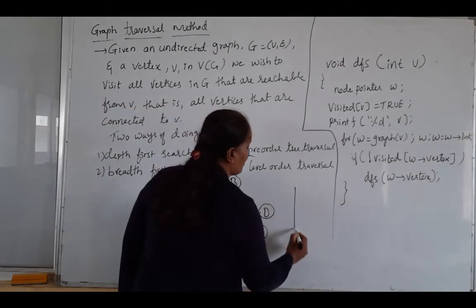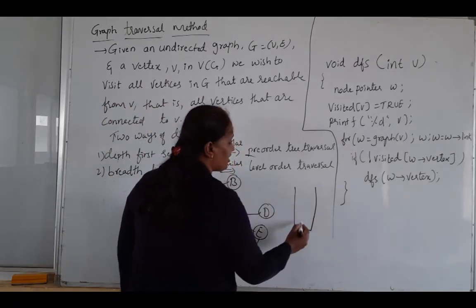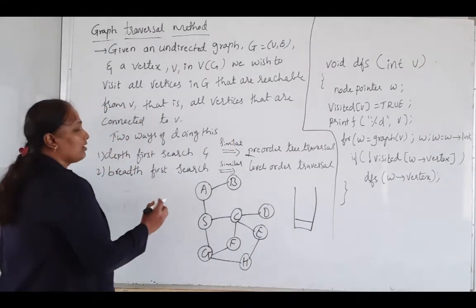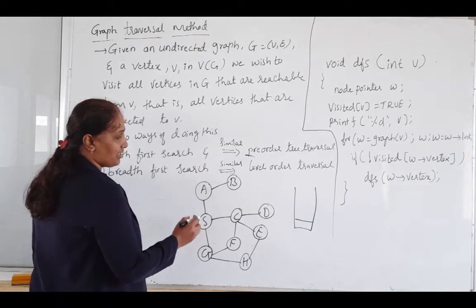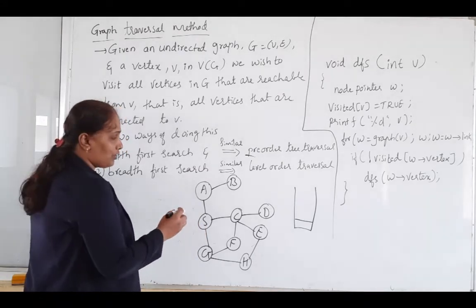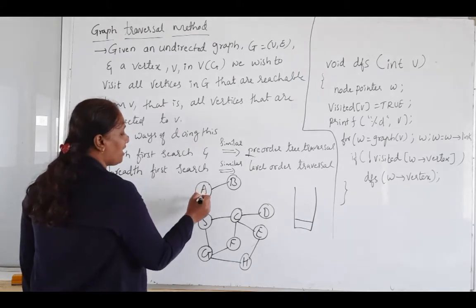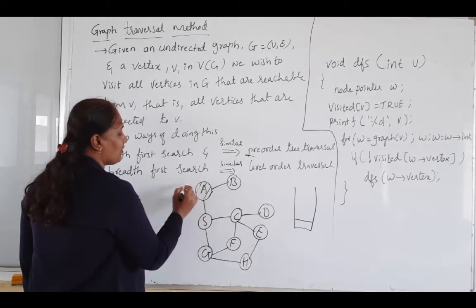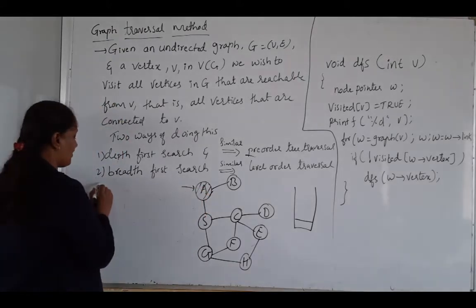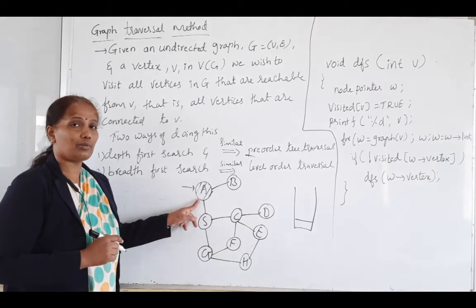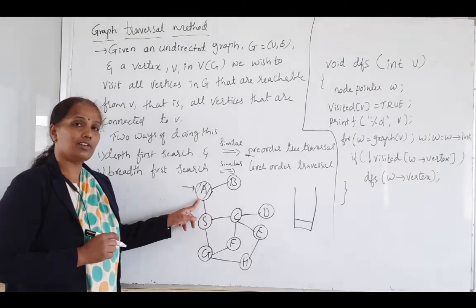So here I have taken one stack. Initially the stack is empty. So first, which vertex are you going to make the start vertex? That is left to you. You can make any vertex the start vertex. So I will make A the start vertex, and I will visit this first. I will write the push order here. So A is the start vertex that I considered.